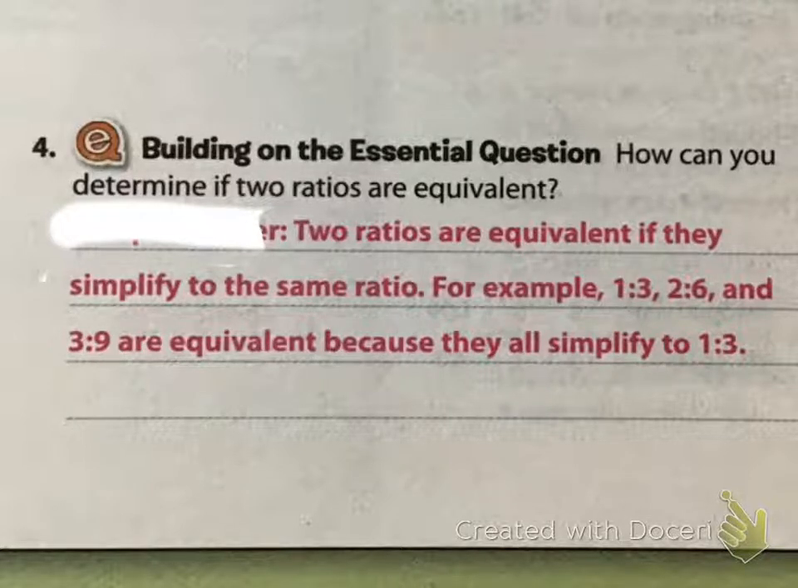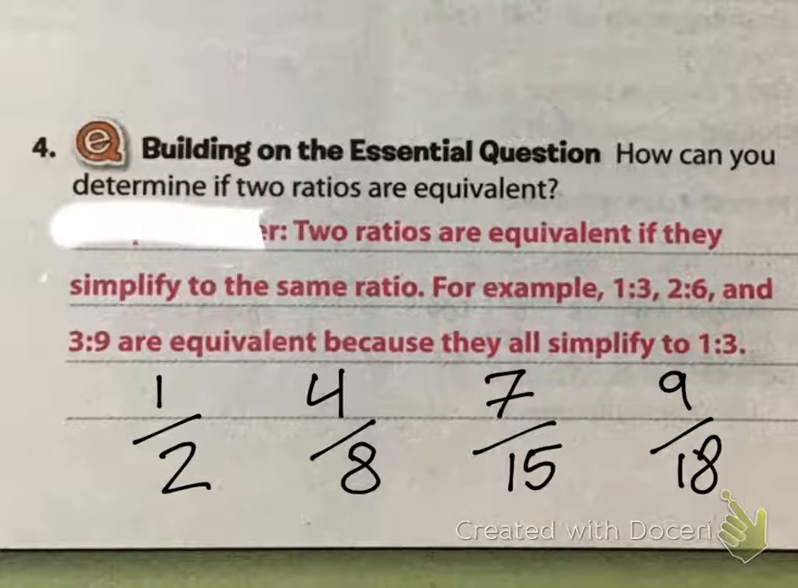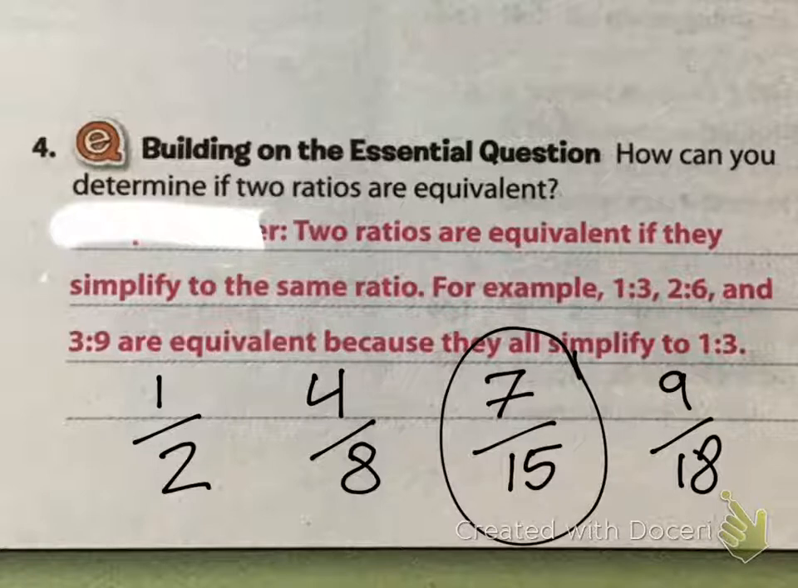What about these ones? I'm going to ask you guys really quick, are these ratios the same? Okay, so which ratio is not equivalent? Who can tell me? I want to see a new hand. Gore? 7/15. And why is 7/15 not equivalent? Michelle? Exactly. All of them are equal to half, but 7/15 is not.